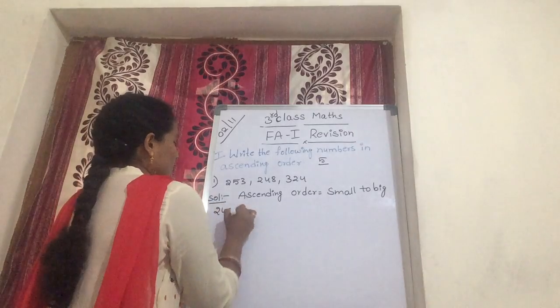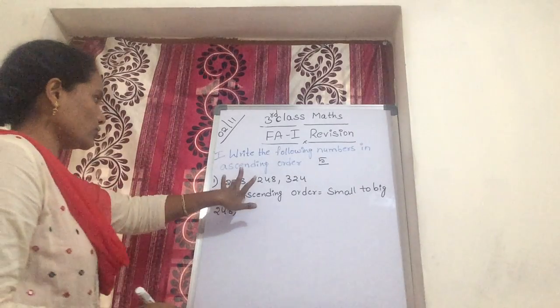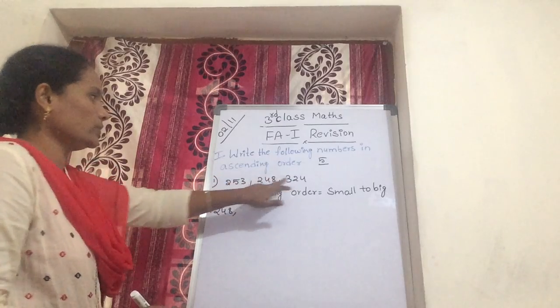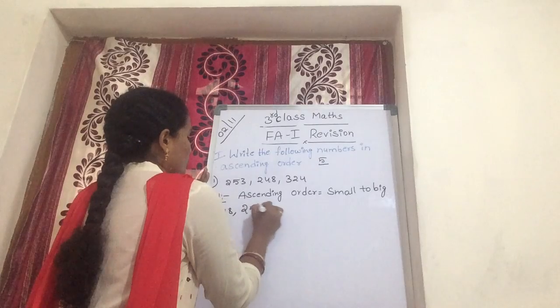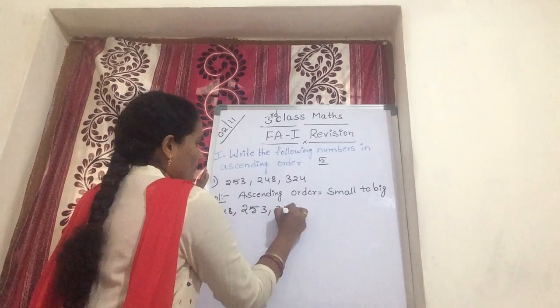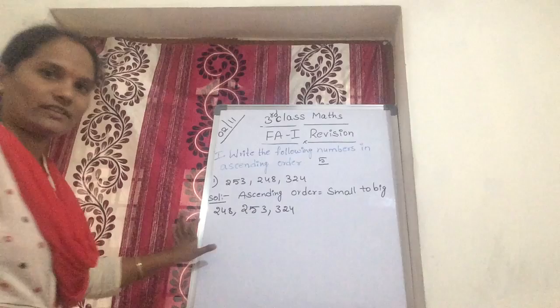You should write the first small number. Then you compare these two numbers. 2, 3. 2 is small. So then you write 253, 324. Okay, we can understand, children.